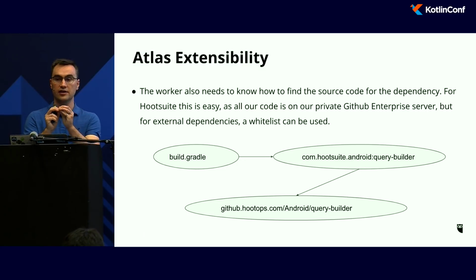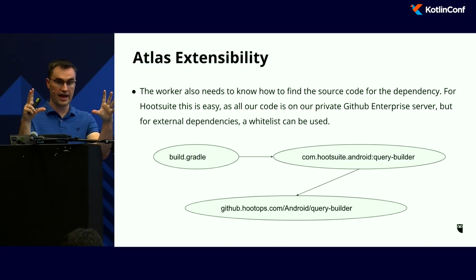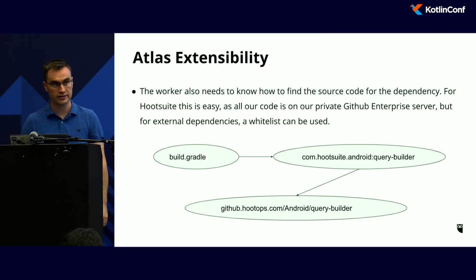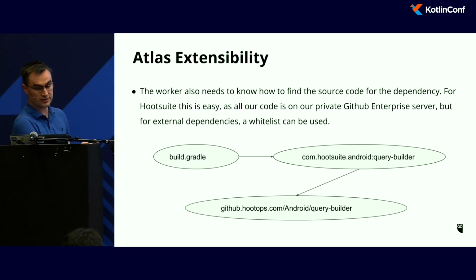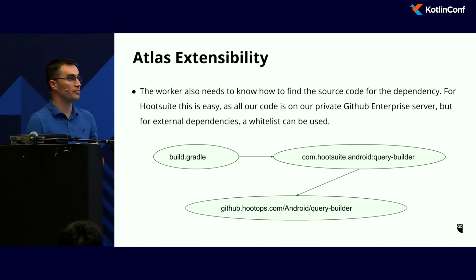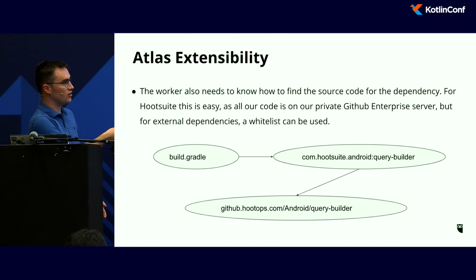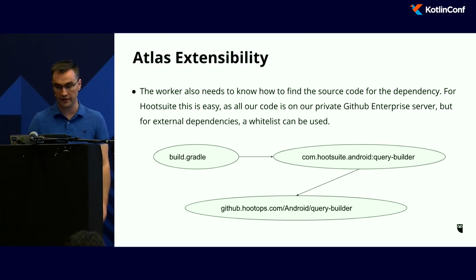Otherwise, you're only going to get one tier, because it's easy to tell what version of a library depends on any external library. But if you can't look at that external library's code, it's difficult to get the dependency information for it. For our internal libraries at Hootsuite, it's quite easy, because all our code is in our private GitHub Enterprise server. So when we're parsing our build.gradle file and we see query builder, or com.hootsuite.android query builder, we know it's going to be in our private GitHub repository. But if we're implementing to look beyond into public GitHub, you could use, for example, a whitelist so that it knows where to go to find the code for each library.